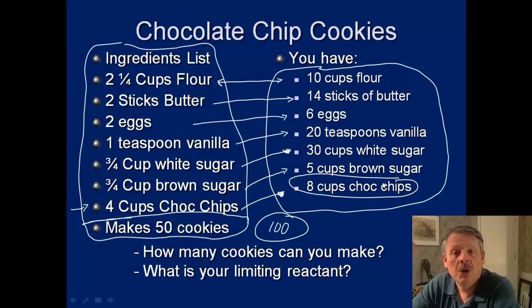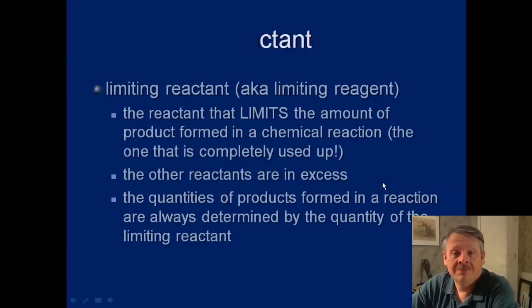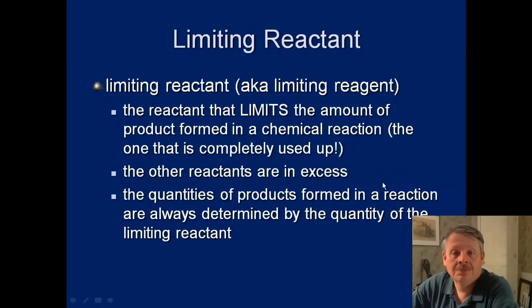So what did we do? We looked at all of the products and how many cookies we could make, and then said, oh, well, the one that makes the smallest number of batches, or the smallest number of cookies, is the chocolate chips. So, you might want to write this down. The limiting reactant, by the way, is sometimes called the limiting reagent. Don't get freaked out if you see someone say reagent versus reactant. It's essentially the same thing.